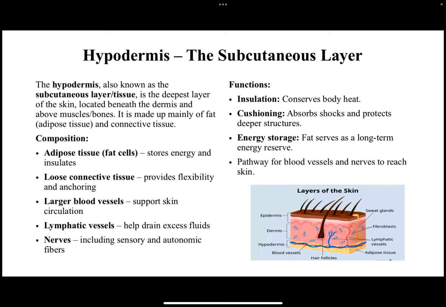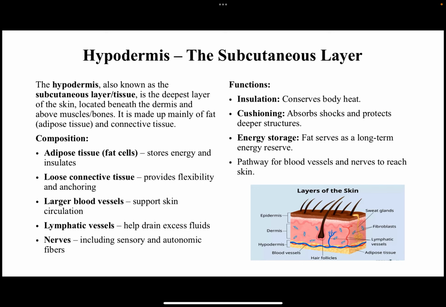Is that okay? So we have large blood vessels, connective tissues, lymphatic vessels, nerves, and adipose tissues or fat cells within the hypodermis. So within the hypodermis, we have adipose tissues or fat cells, loose connective tissues, large blood vessels, lymphatic vessels, and then nerves. Is that okay? So this is the hypodermis.